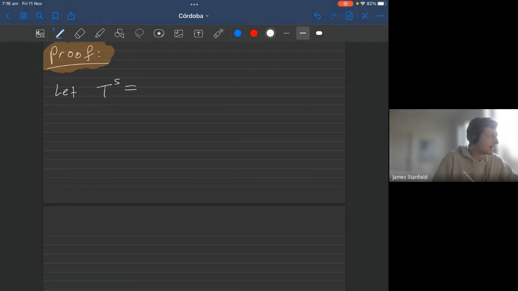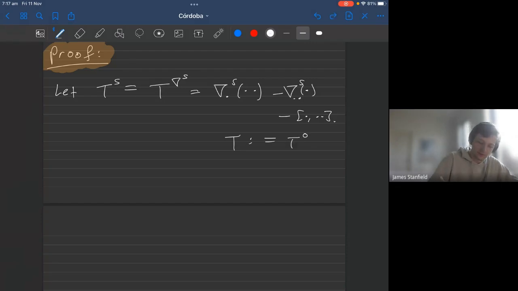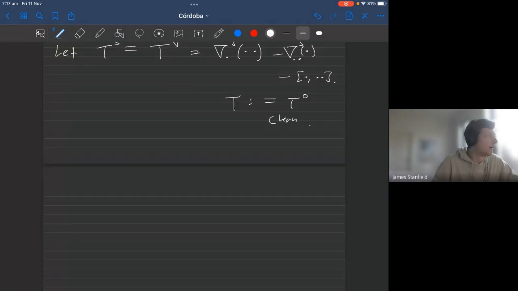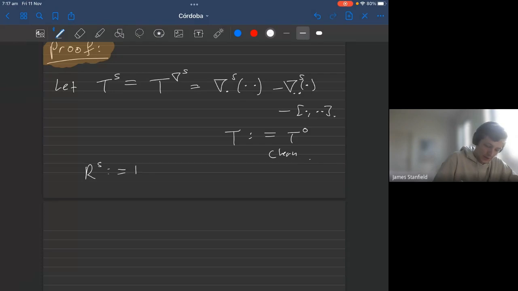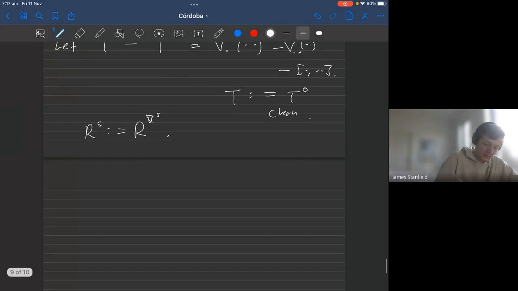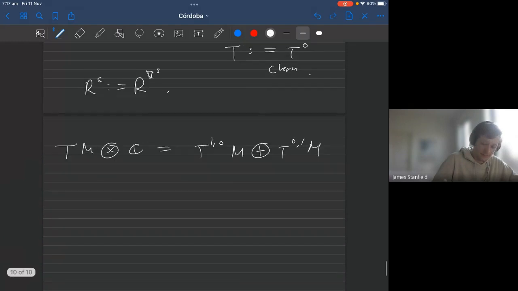So let's take T^S. We'll just call that T nabla S, right? So this is the torsion. And we'll call T the Chern torsion. And again, we'll take this to be R nabla S. So we complexify our tangent space, and we write it into the plus or minus i eigenbundles of J. This is fairly standard. So J will be i and minus i on that decomposition.